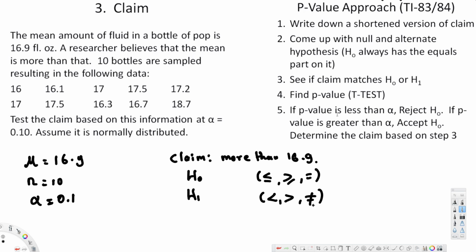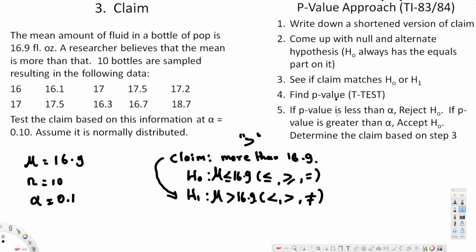Now according to our claim, this is more than. More than is this one, so this one falls under the alternate hypothesis, right? So mu is more than 16.9. This falls under the alternate hypothesis, and the alternate hypothesis and null hypothesis are opposite. So if this is more than, the null is going to be less than or equal to 16.9. And let's look at the next part. See if the claim matches H naught or H1.